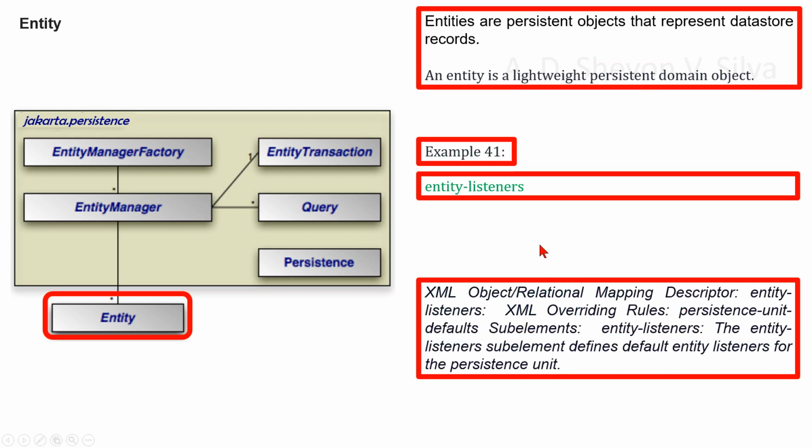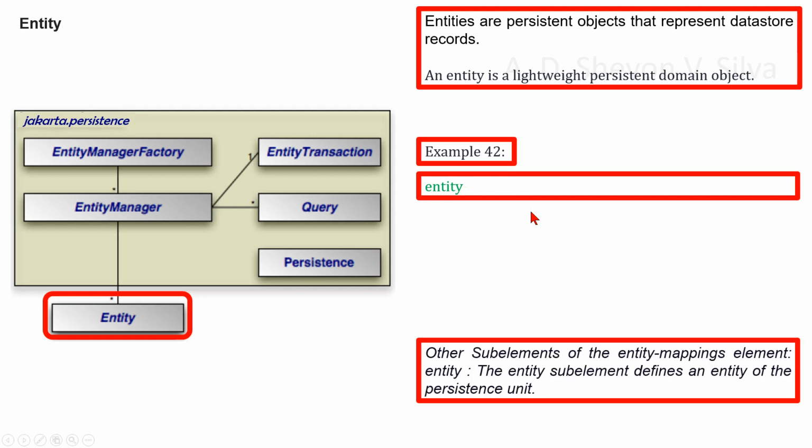Now we are considering entity listeners in the persistence-unit-defaults sub-element in XML overriding rules in the XML object-relational mapping descriptor. The entity-listeners sub-element defines default entity listeners for the persistence unit. These entity listeners are called before any other entity listeners for an entity, unless the entity listener order is overridden with the mapped-superclass or entity element, or the ExcludeDefaultListeners annotation is present on the entity or mapped superclass, or the exclude-default-listeners sub-element is specified within the corresponding entity or mapped-superclass XML element.